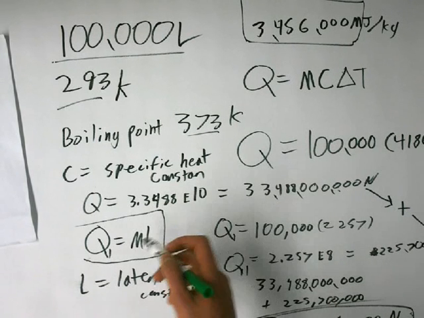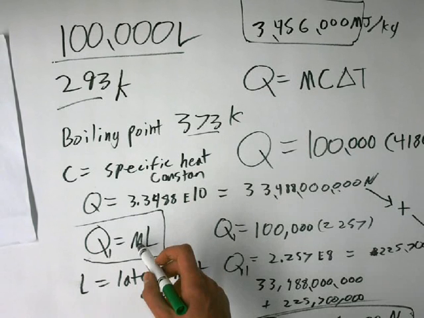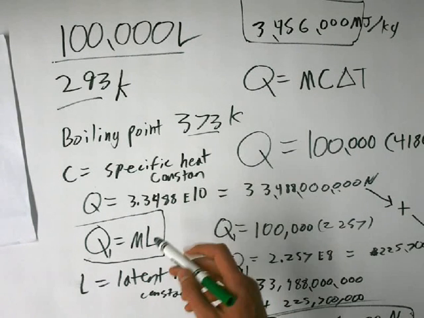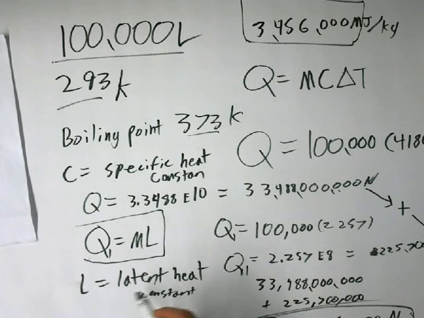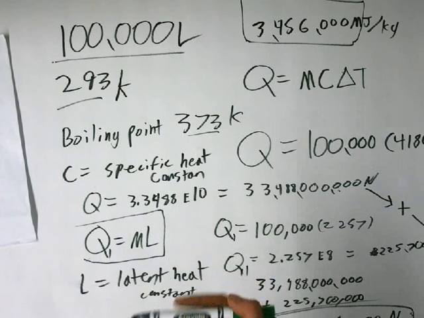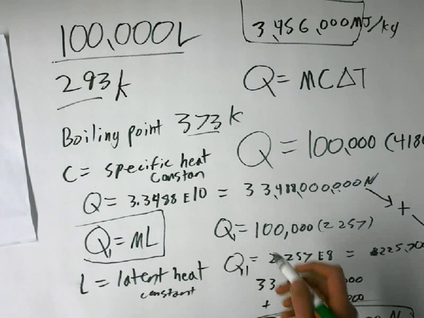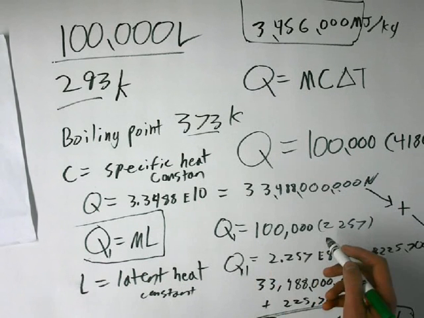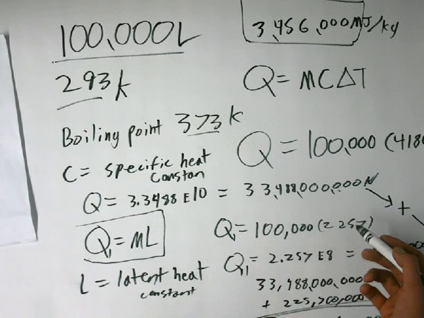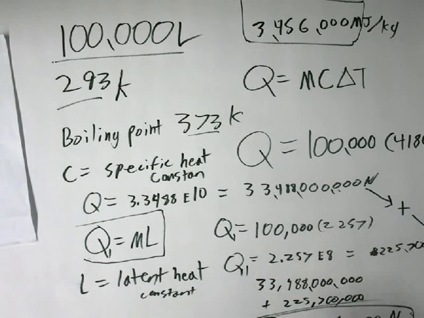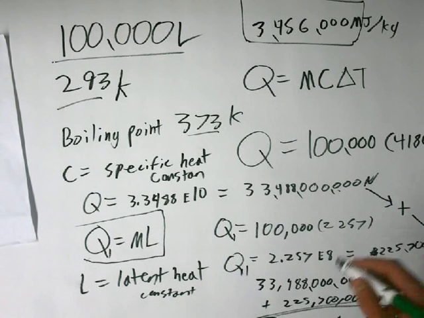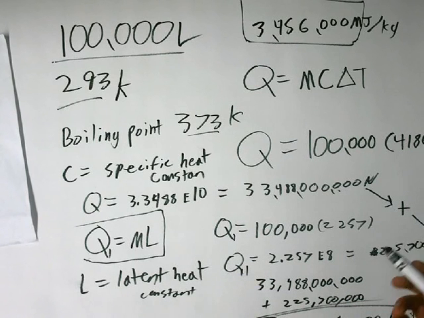So 100,000 times the latent heat of water, which is 2,257. You end up with this cool little number, 2.257 times 10 to the 8th. I know I should be doing correct scientific notation, but I'm a little too lazy to do that. Let me show you all of the zeros. Hooray, there we go. From here, you get this nice number, which is 225,700,000.